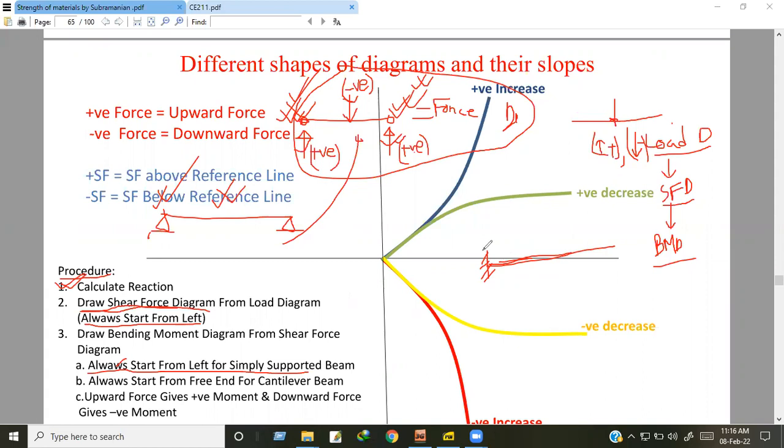Now this is a cantilever beam. This is the free end, and this is the support end. For a cantilever beam, we always start from the free end.